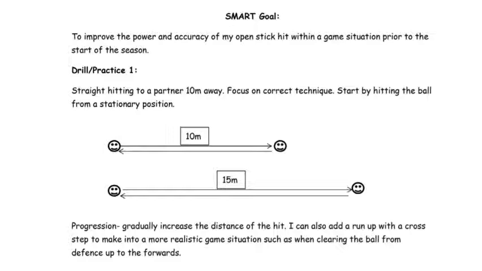Now we talk about a progression. A progression is when a drill gets more difficult. When a drill becomes more difficult, you progress, you get better. To progress, things need to get harder. So the progression here, she's gone from 10 metres to 15 metres, and she showed it, and then she's explained it at the bottom. Progression: gradually increase the distance of the hit.